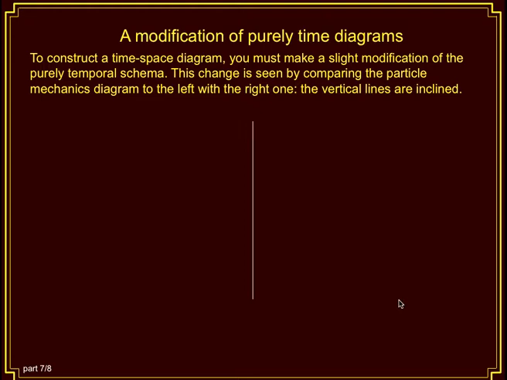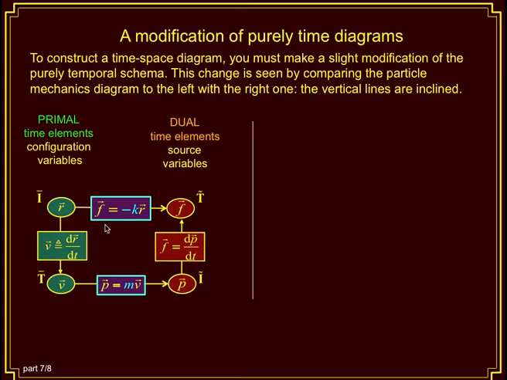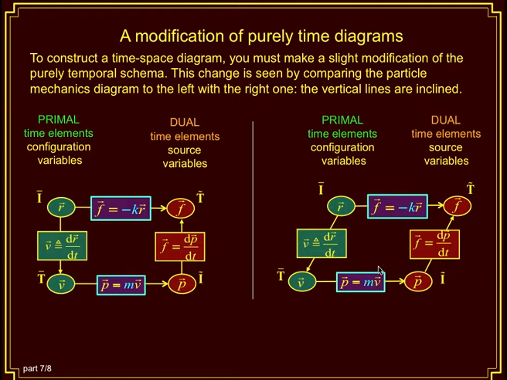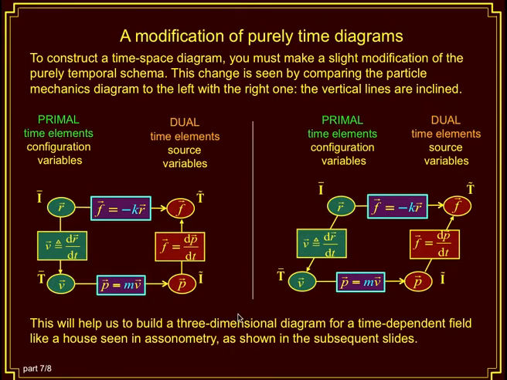To construct a time-space diagram, you must make a slight modification of the purely temporal schema. This change is seen by comparing the particle mechanics diagram to the left with the right one. The vertical lines of the left become inclined lines on the right. It is a view in perspective, or if you want, in axonometry, of the diagram of particle mechanics.